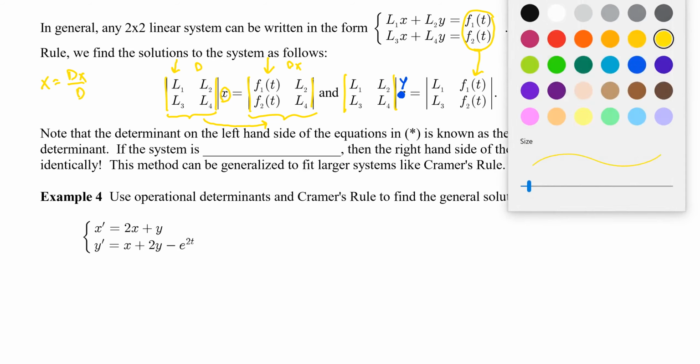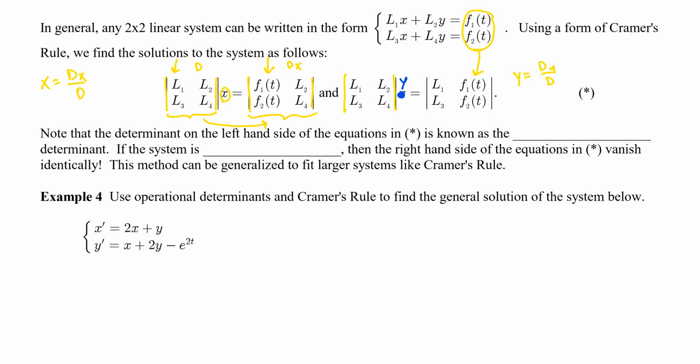Note that the determinant on the left-hand side of the equations is known as the operational determinant. If the system is homogeneous, then the right-hand side of the equations vanish identically. That's math humor. You remember what that means? That was from chapter 1. That's a real fancy way of saying they are all equal to 0. So if these functions over here are all 0, then we have a homogeneous system. If they are functions of t alone, it is a non-homogeneous system. In either case, you can solve it using this form of Cramer's rule and operational determinants.